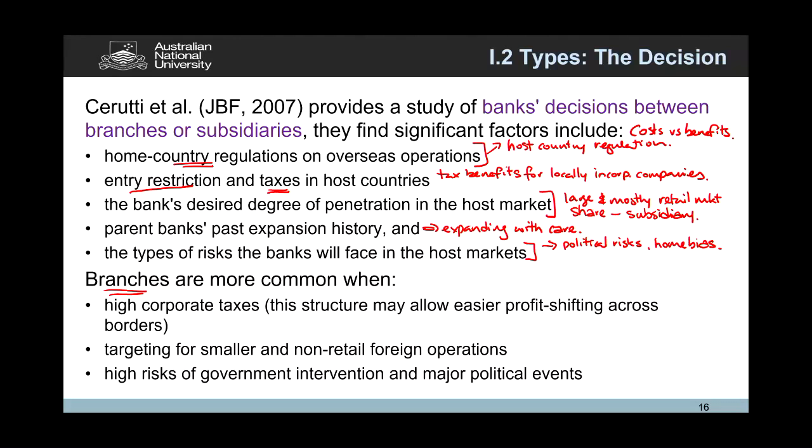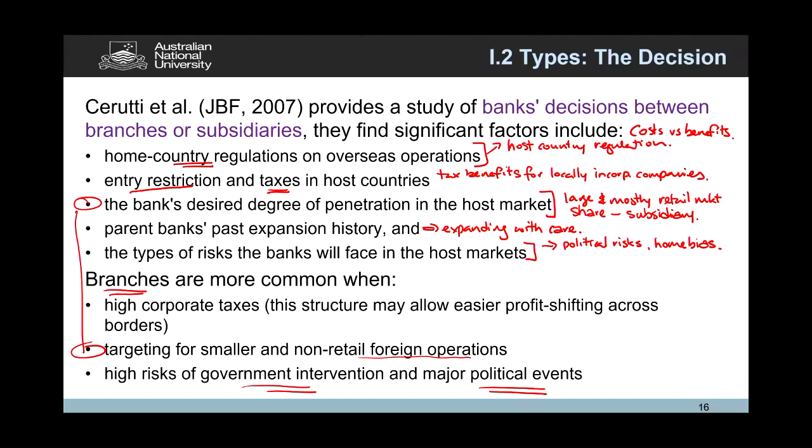And if you're going to target smaller and non-retail foreign operations, which is similar to this point, right? These two points are similar. Then you're going to go for branches. And also, when there's a high risk of government intervention and major political events, then you're going to choose more of a branch. Why is that the case?